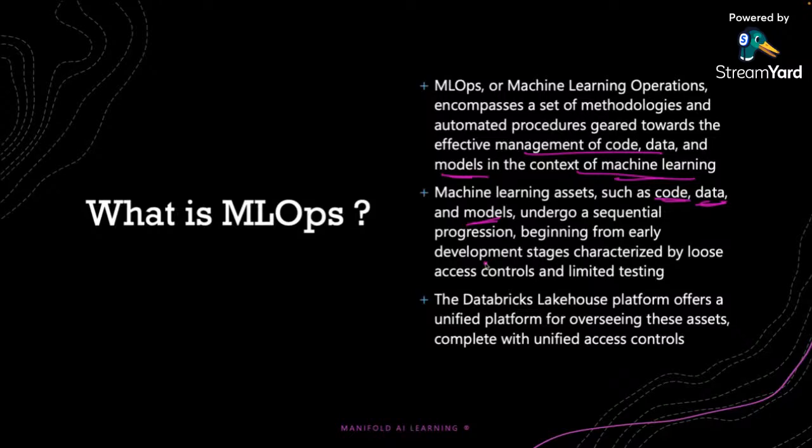Okay. Now here, machine learning starts with experimentation. It starts with early experimentation, and we generally call it the development stage. This is characterized by loose access controls and limited testing. At this point, when you're doing the experiment, you are basically interested in making the code work on a given data set so that you can get a better functioning model.